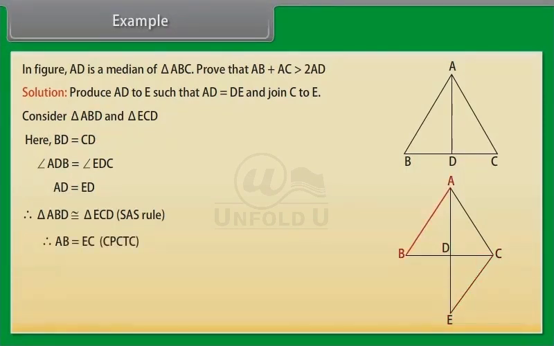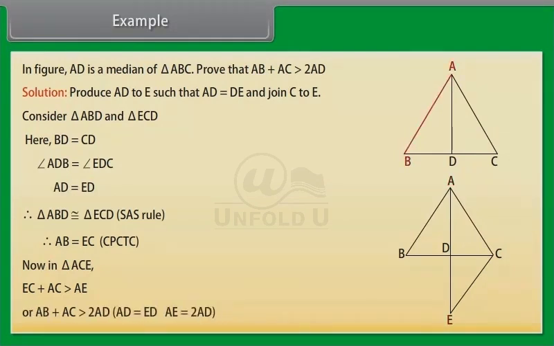Therefore, AB is equal to EC, by CPCTC. Now, in triangle ACE, EC plus AC is greater than AE, or AB plus AC is greater than 2AD, because AD is equal to ED, which implies that AE is equal to 2AD.